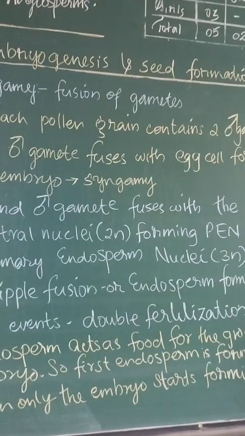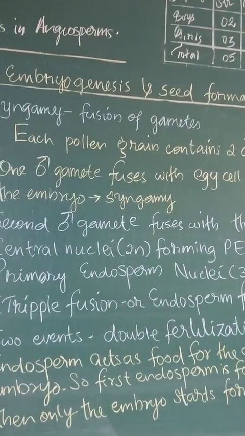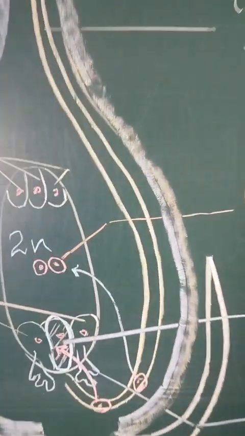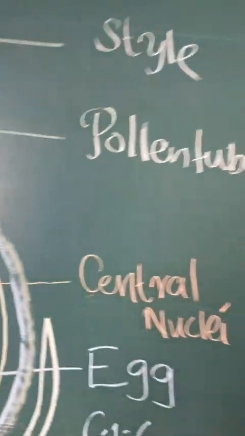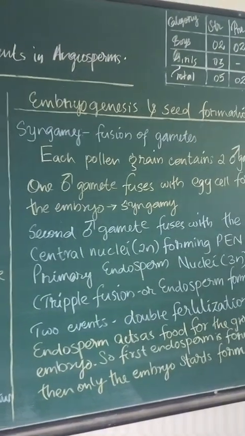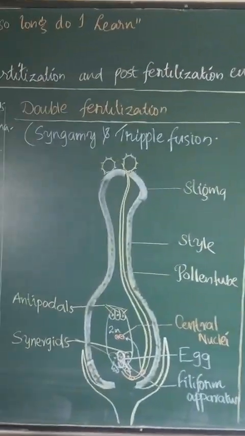to form the PEN, that is primary endosperm nucleus. That's why it is called a triple fusion. So three nuclei are involved in the fusion. You can see here one of the male gametes from the pollen tube is joining with the 2n, forming 3n, triple, 3 times. So that's why it's called a triple fusion. So these will be discussed in detail in the classes.